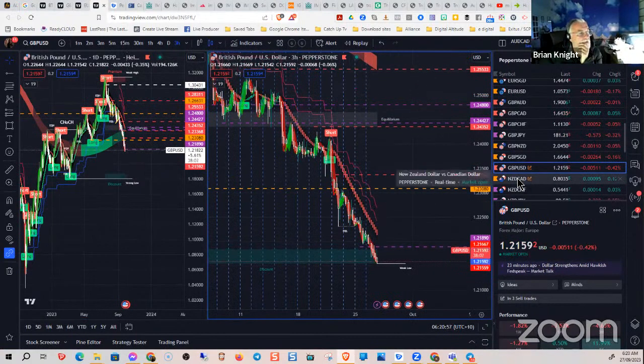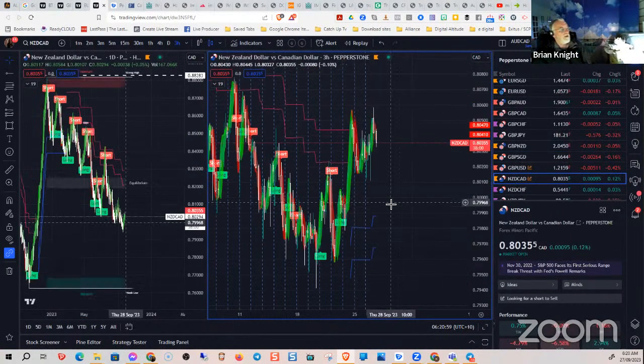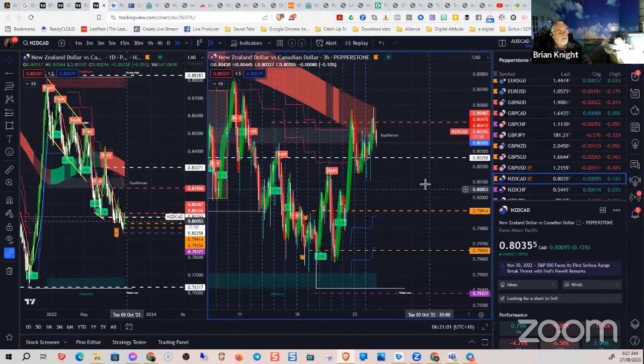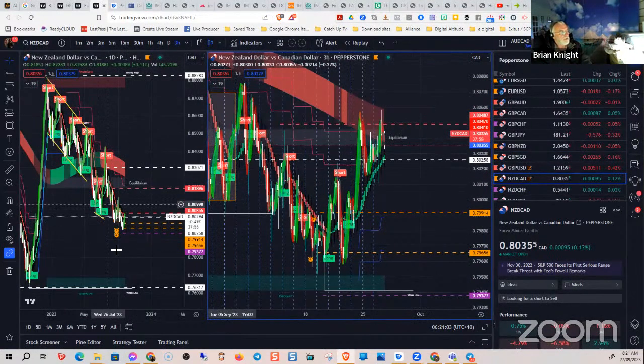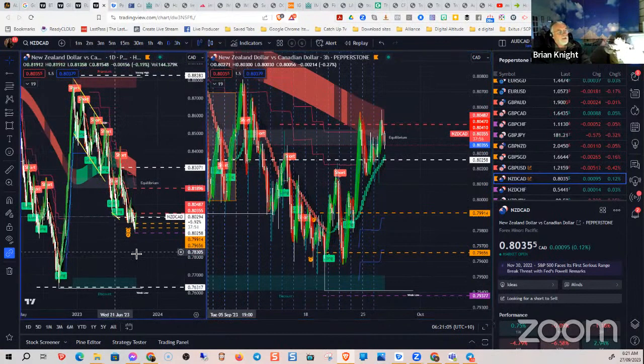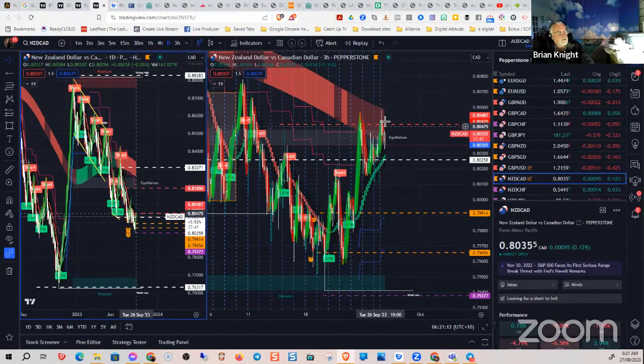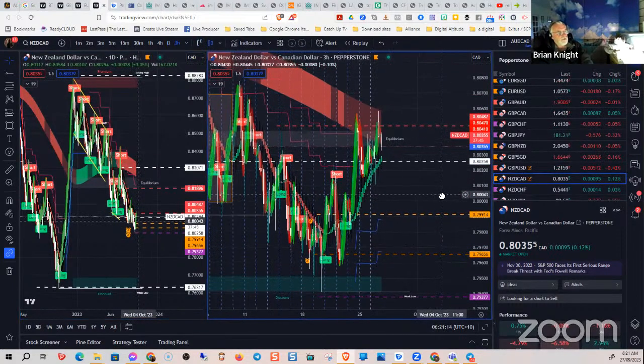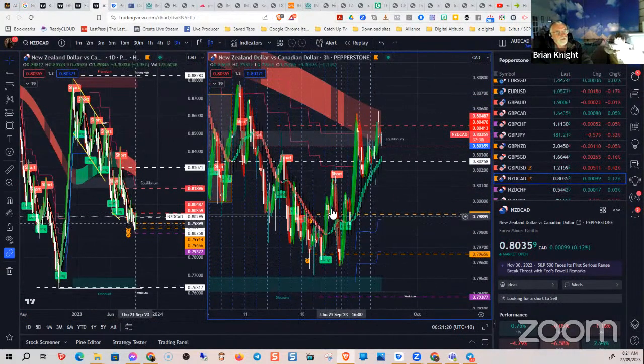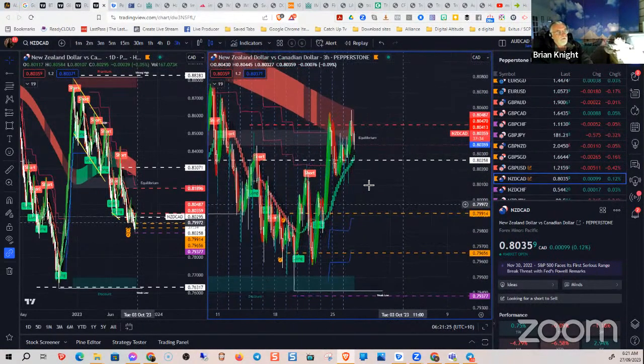So NZD CAD is now one that I'm looking at to continue to sell. Now, New Zealand dollar has strengthened up. You can see it against the Aussie dollar. So that's why it's done this push up. I'm looking for this to sell out, right? I don't have an order or a trade on it at the moment. I just had an alert in there for it to sell, but it's not. It's pushed back up, right?